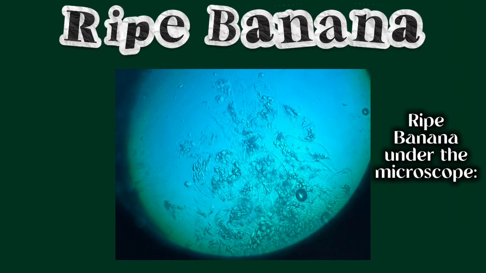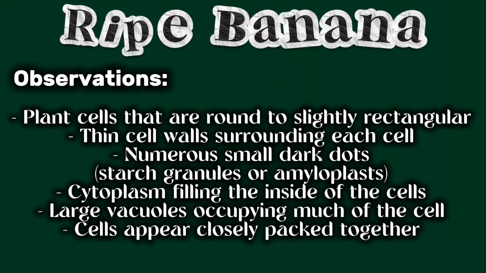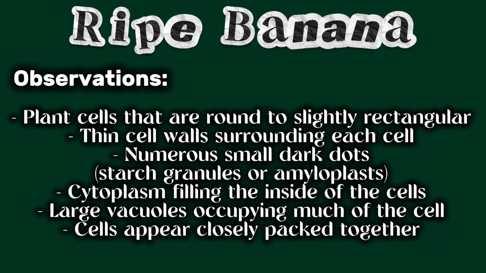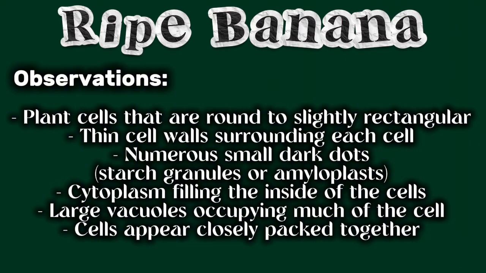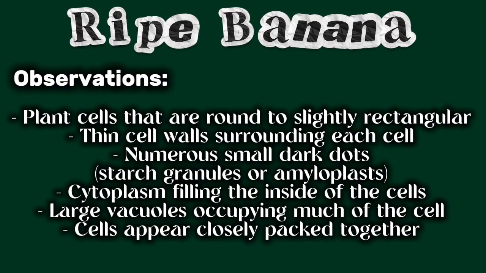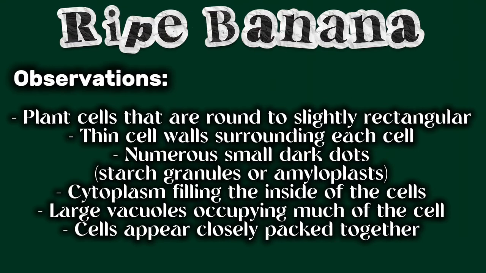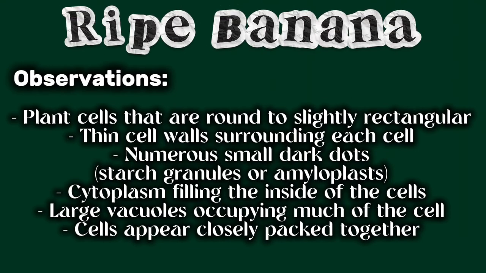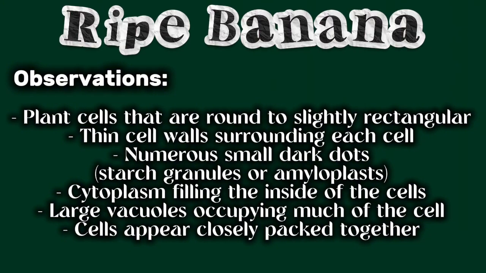The ripe banana under the microscope. Our group observed that ripe banana had plant cells that are round to slightly rectangular, thin cell walls surrounding each cell, numerous small dark dots which are starch granules or amyloplasts, cytoplasm filling the inside of the cell, large vacuoles occupying much of the cell. Cells appear closely packed together.